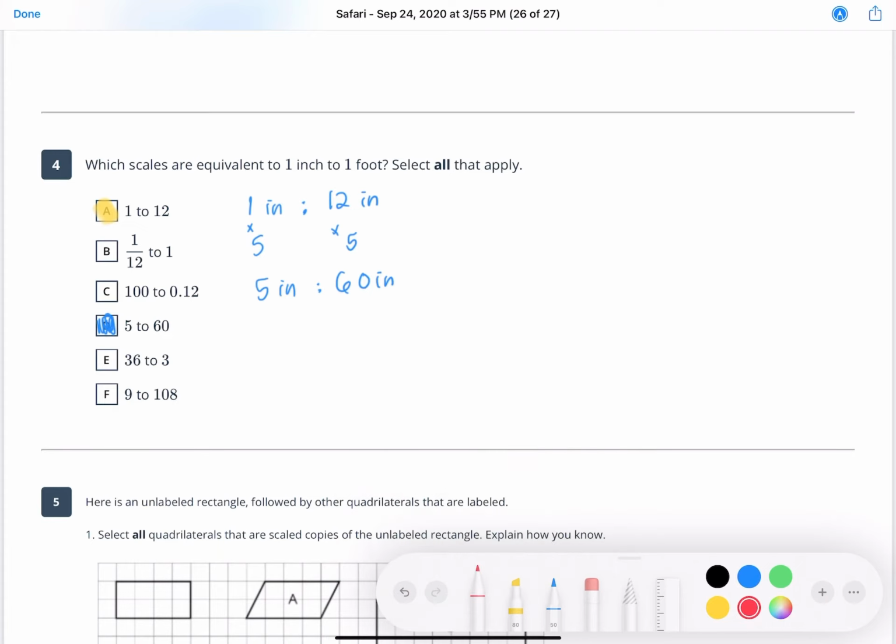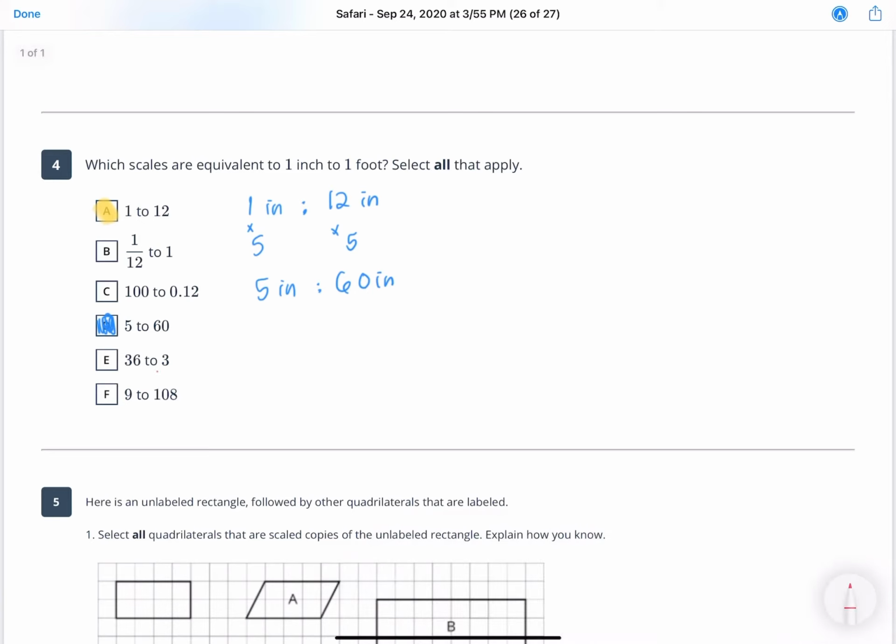Okay. So I know it wouldn't be E for sure because it's 36 to 3 and the order is incorrect. Remember with ratios, order matters, okay? So it definitely wouldn't be E. But let's look at F. Can F simplify to 1 to 12?